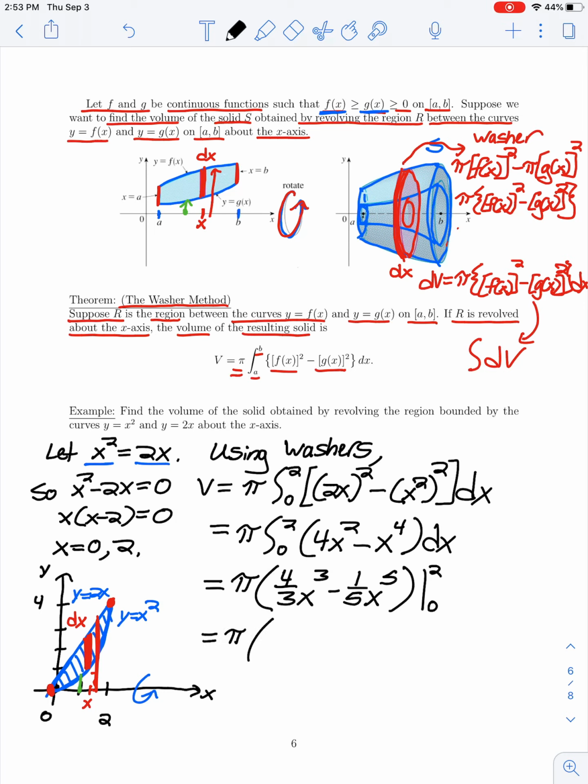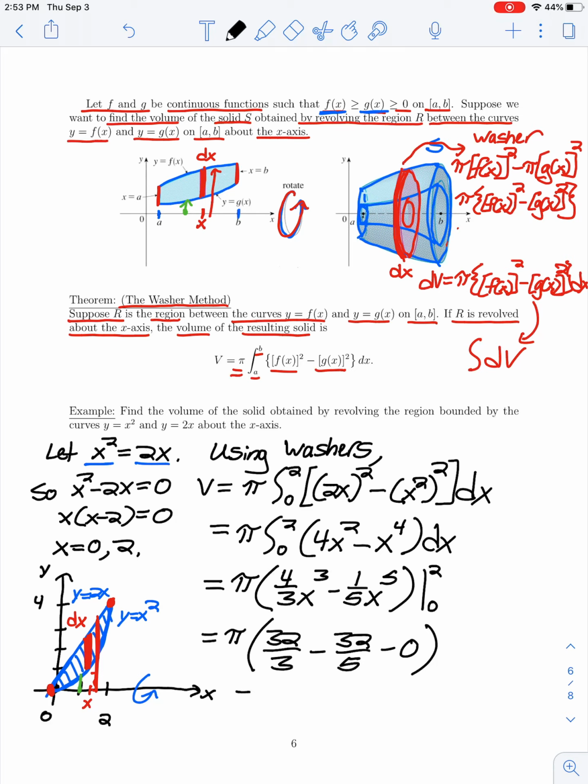When we evaluate at x equals 2, we have 2 cubed, which is 8, times 4/3 would give us 32 thirds, minus 2 to the fifth, which is 32, times 1/5 gives us 32 fifths. And then we subtract what we get when we evaluate at x equals 0, which is 0.